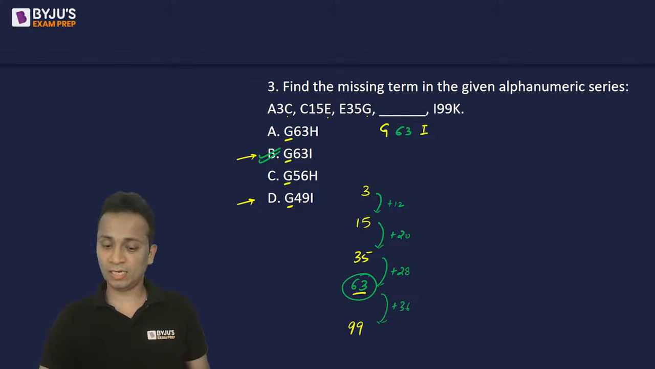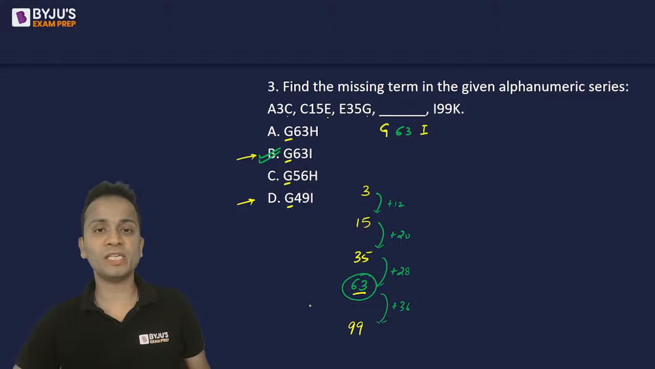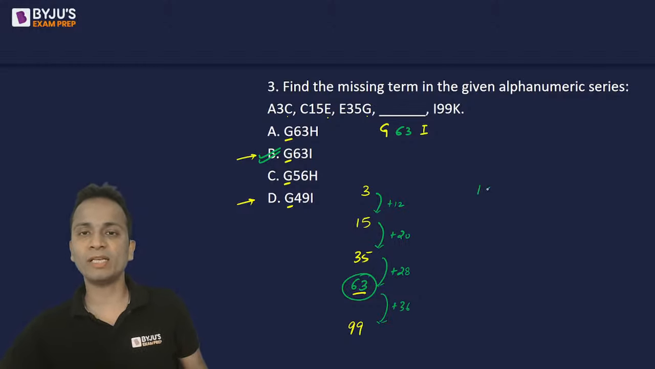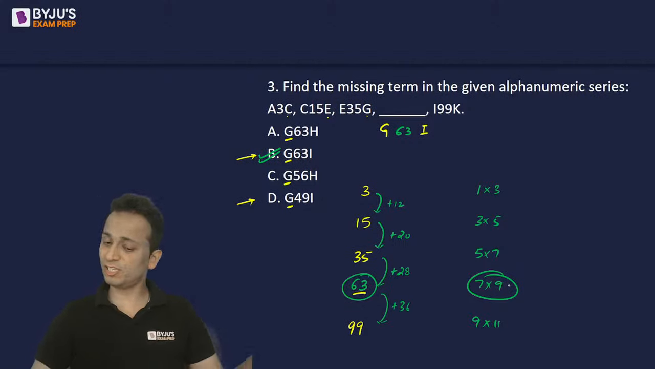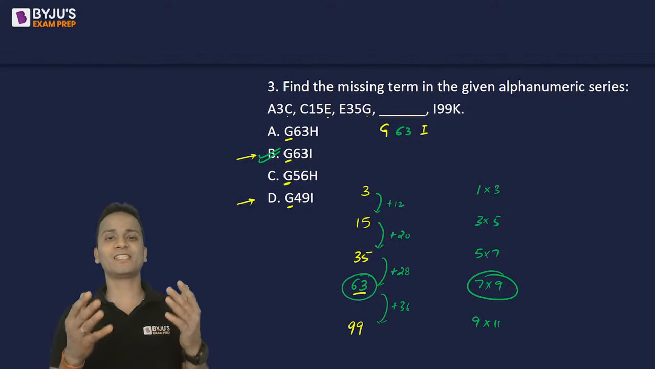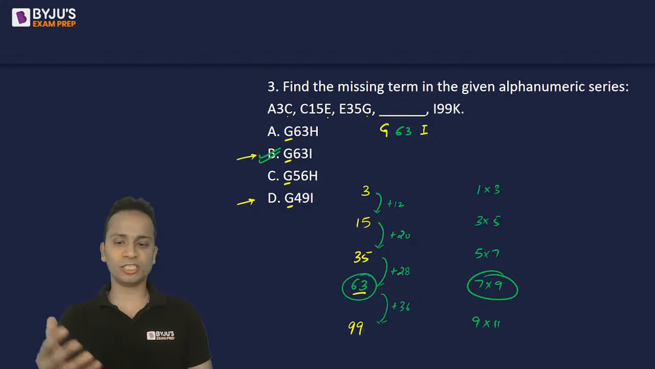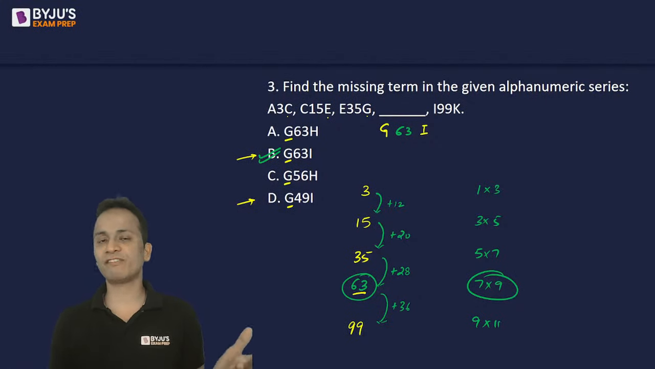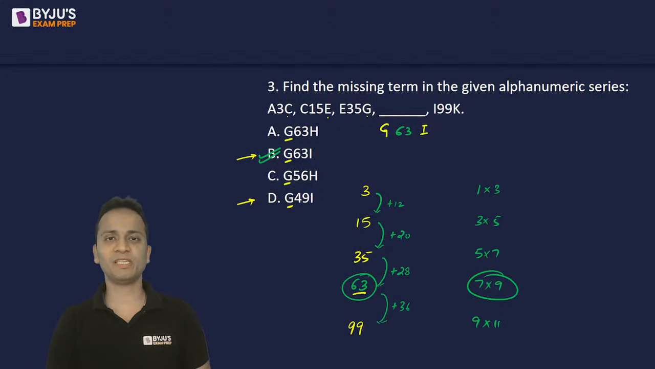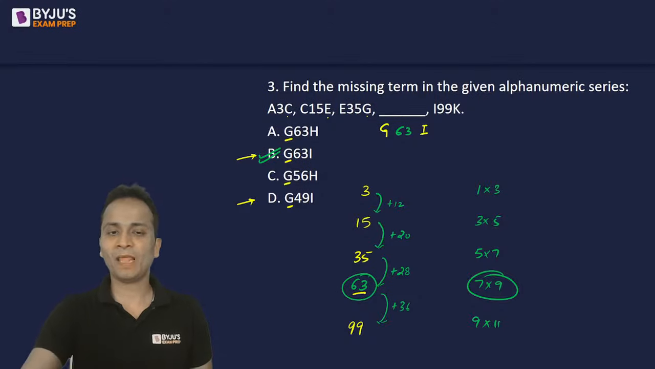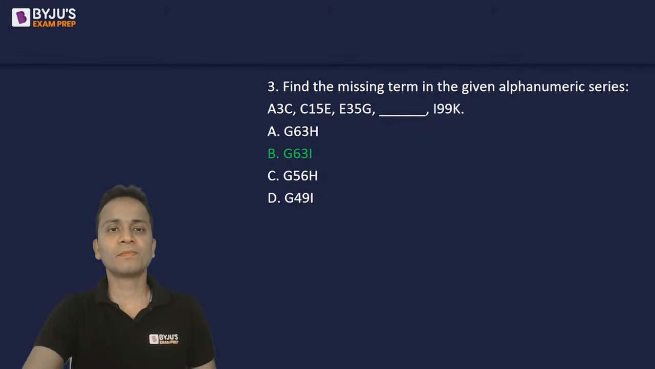All right, so some different logic is given by different students. They are saying that 3 is 1 into 3, 15 is 3 into 5, 35 is 5 into 7. So it should be 7 into 9, 9 into 11. 7 into 9 is 63. This is also a wonderful logic. So yes, I have given you one logic, you have also given me one logic. Both the logics are fitting in and giving the same answer. So you can go with any logic. The answer should be the same. So the correct answer here is option B.